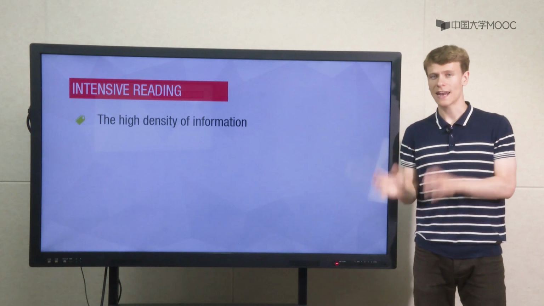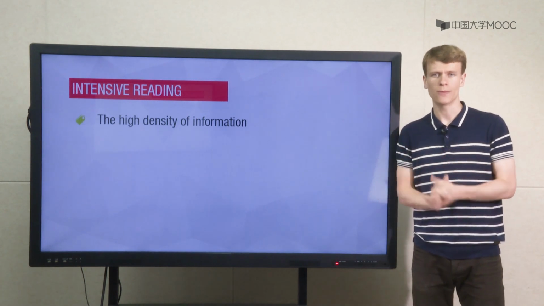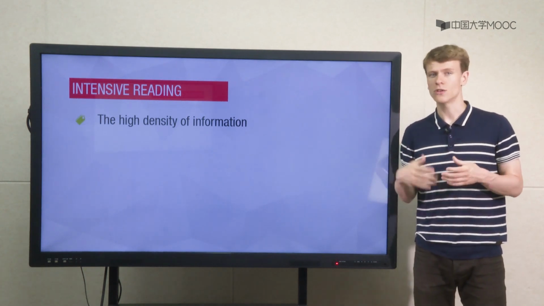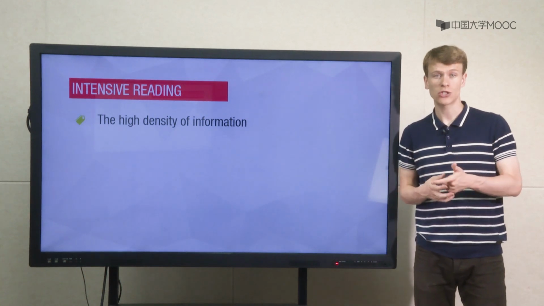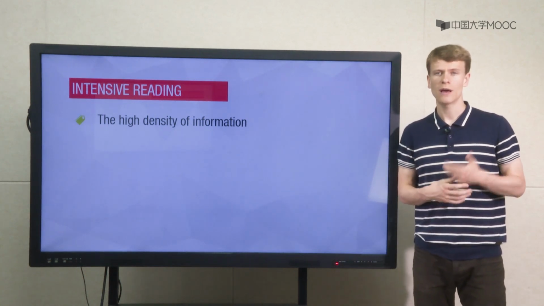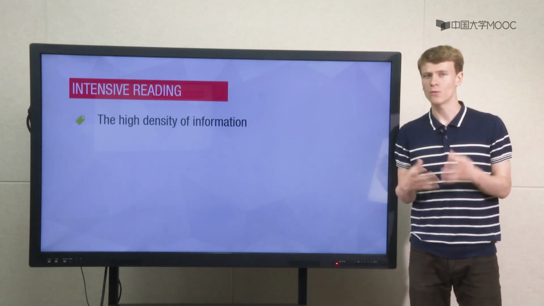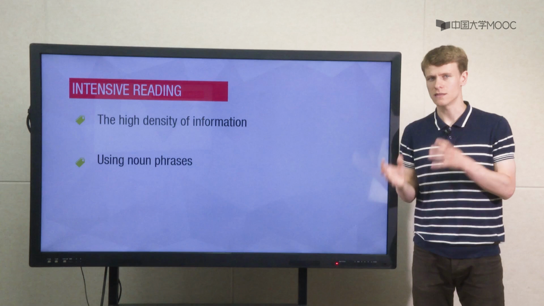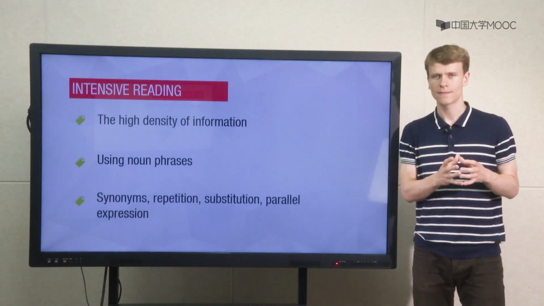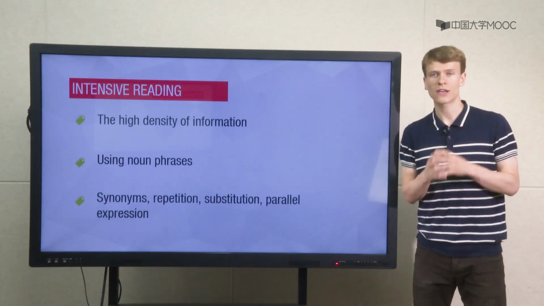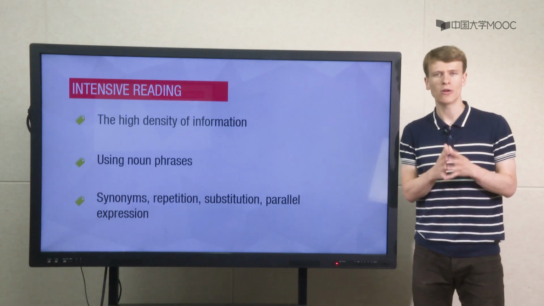The effect of the connection is called cohesion. Writers use synonyms, repetition, substitution, and parallel expression and rephrasing to indicate how the words and phrases are linked to the same idea. Analysis of cohesion can help you to identify the main point of a text.